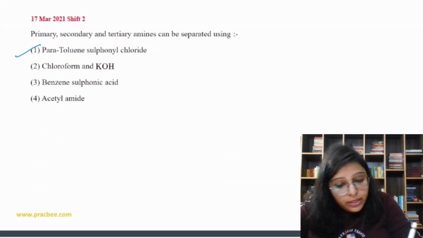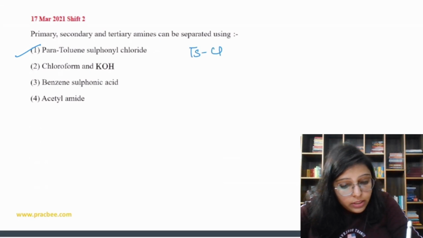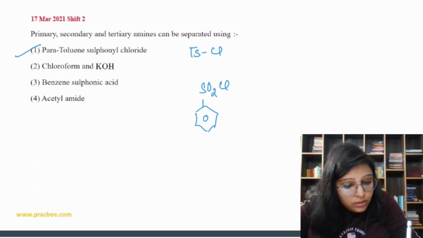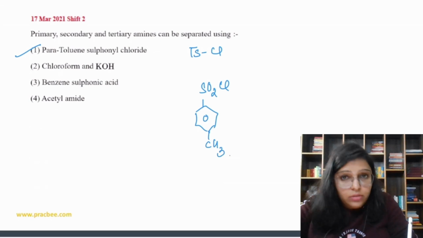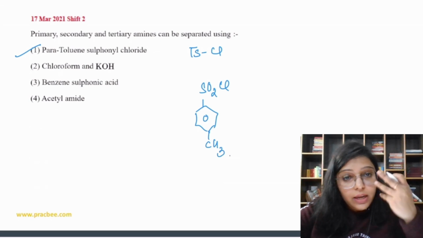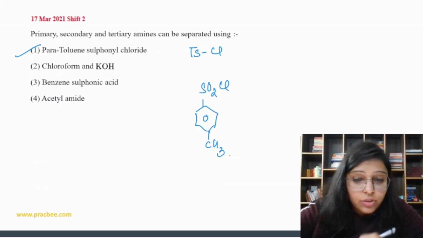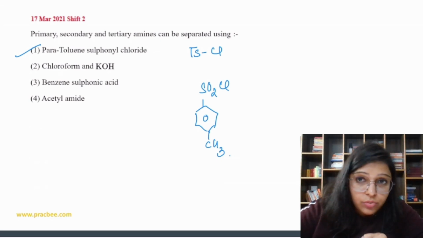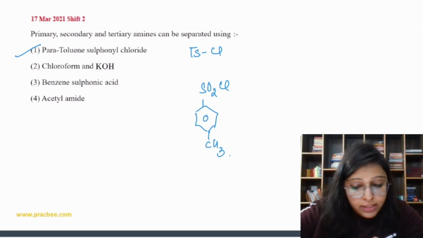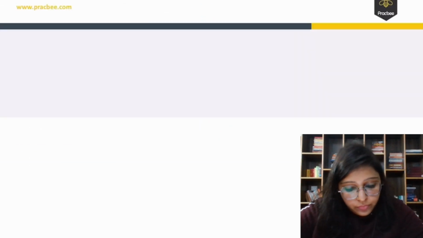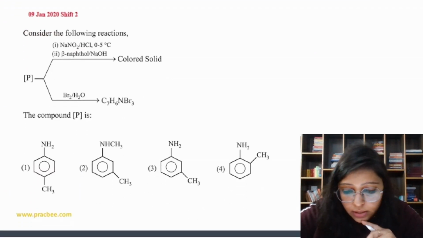Para-toluene sulfonyl chloride, also known as tosyl chloride. This is SO2Cl and para-toluene. It can show a similar kind of reaction like the Hinsberg reagent, so we can separate primary, secondary and tertiary amines. Now next, consider the following reaction.